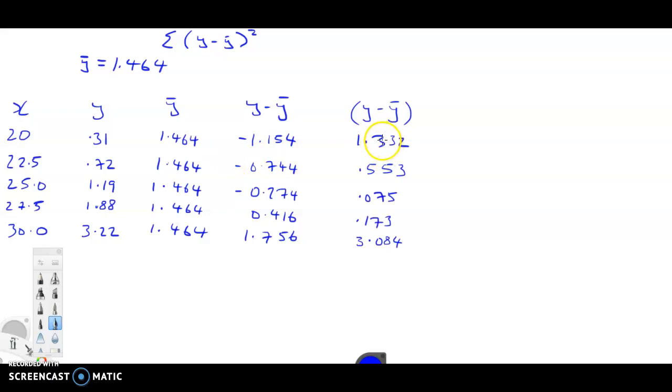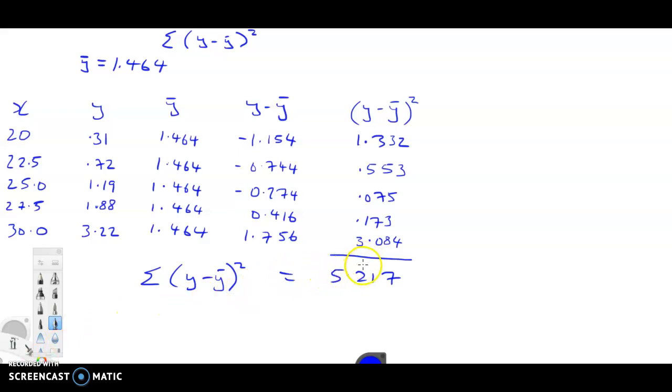So now I have my 5 (Y minus Y bar) squared. That should say squared there, because I've squared each of these values. And now I'm going to add them, and that's going to give me the sum. This is sigma, this means the sum of the (Y minus Y bar) squared values. And I'll add those 5 there, and that gives me 5.217.